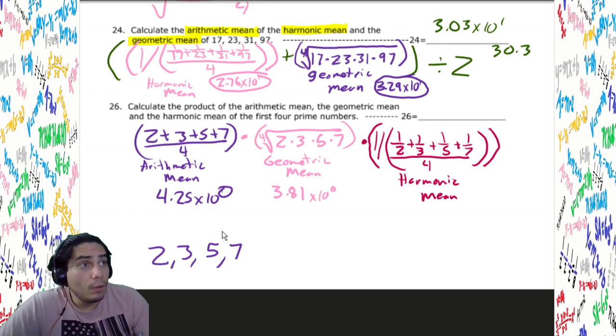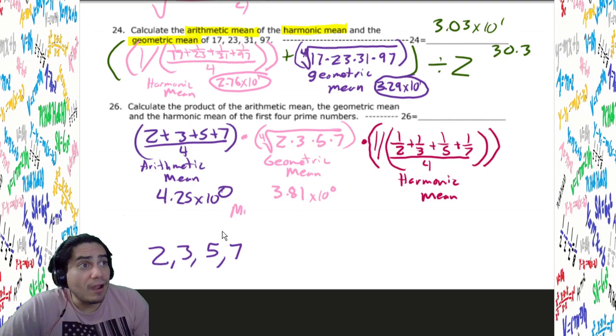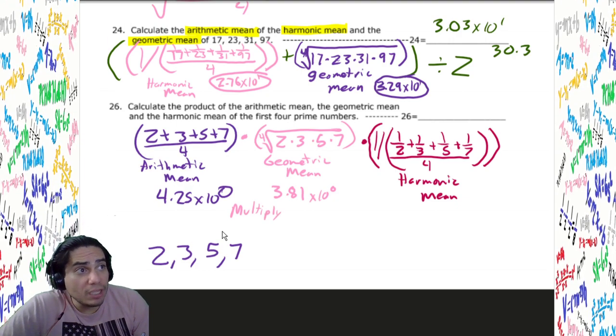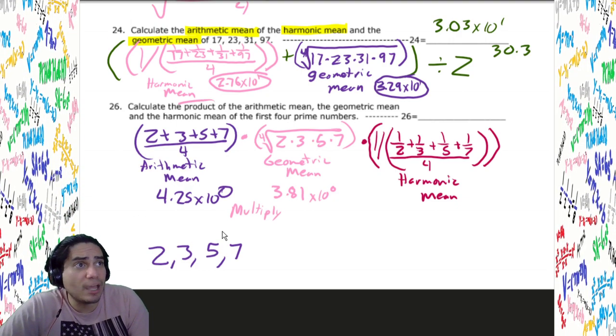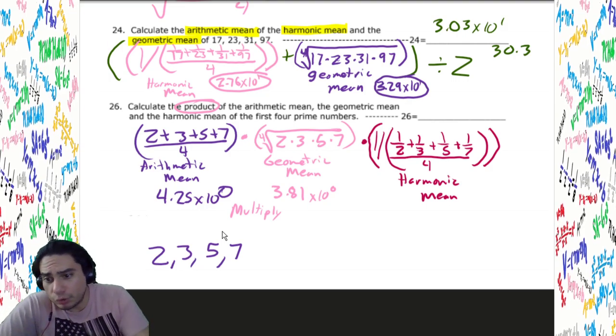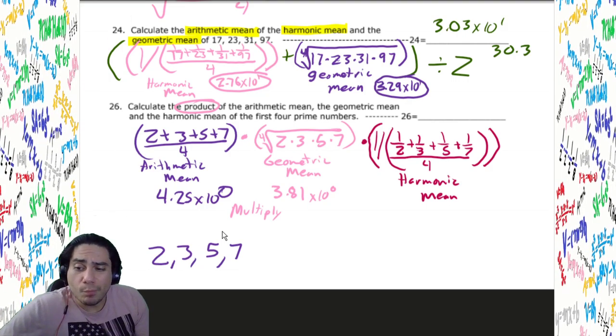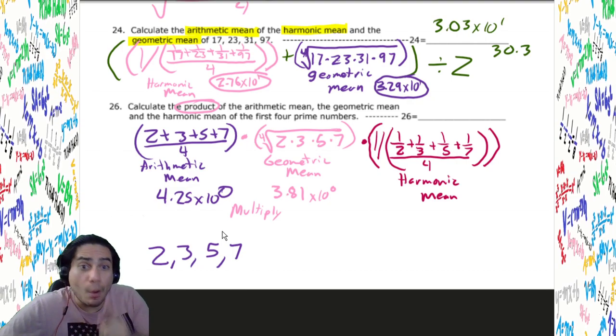Already hit multiply, because we're doing the product. Remember, it even says calculate the product. So we're going to hit multiply. Now I get 1.62 times 10 to the first. We got one more to do.